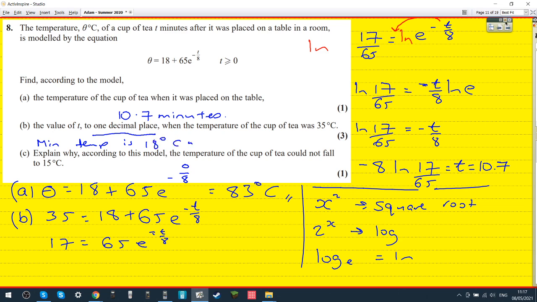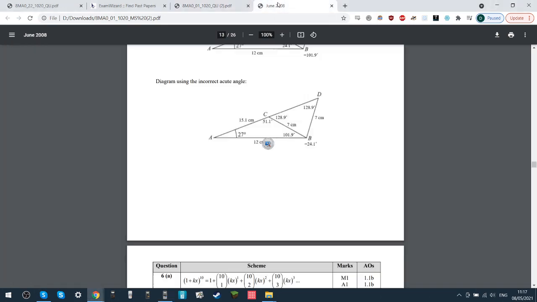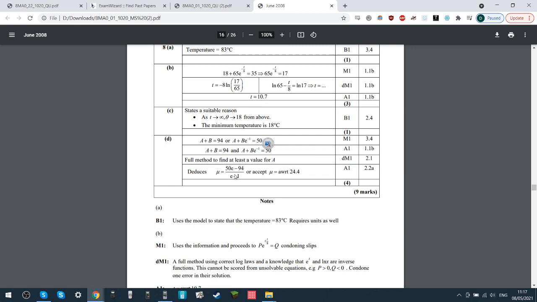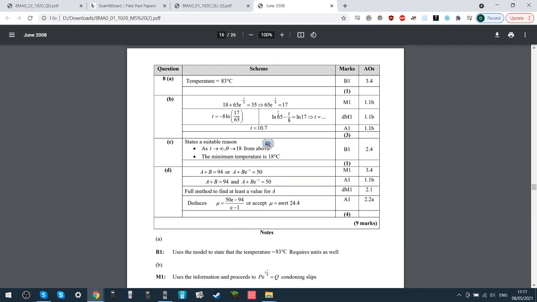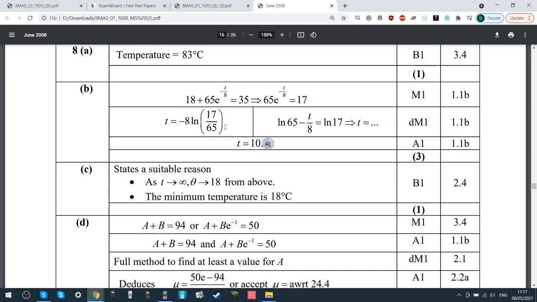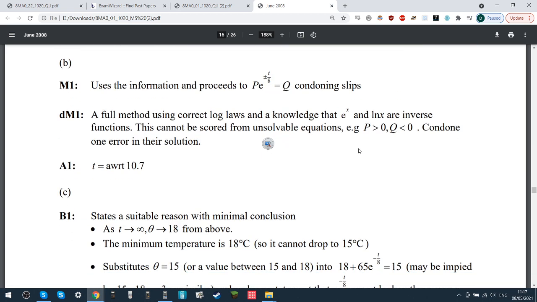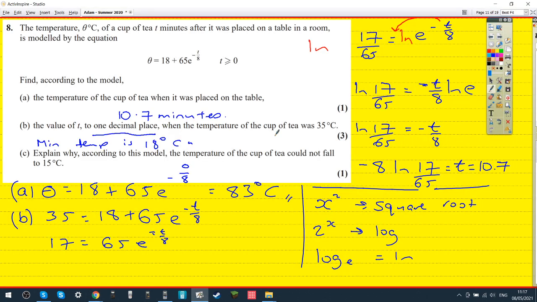That's it. I just want to look at the mark scheme for part B. So they've done ln, that stuff. You can see method mark and then dependent method mark. If you just did 10.7, the accuracy mark, you need to get the method mark to get the accuracy mark. There's a part D, is there?